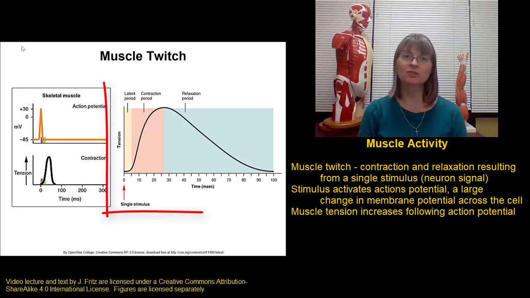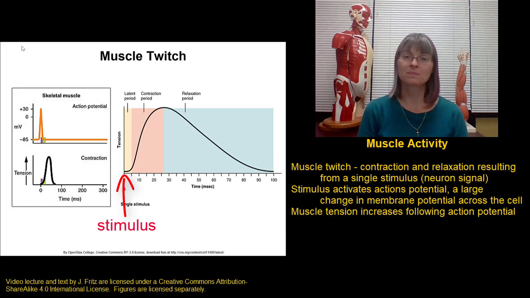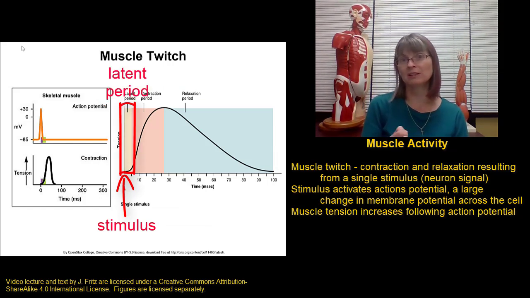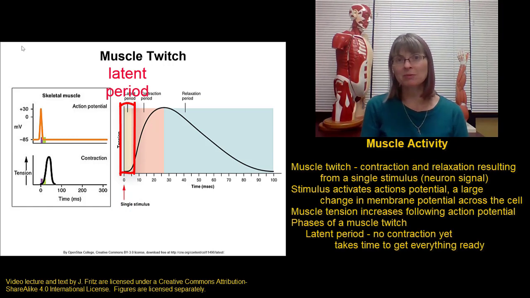If we take a look at the larger graph, you can see that once the stimulus occurs, marked here at time 0, there's a little bit of a gap before we actually see any change in tension. That's what's called the latent period. This is the short delay between when the signal occurred and when we see any muscle contraction at all.